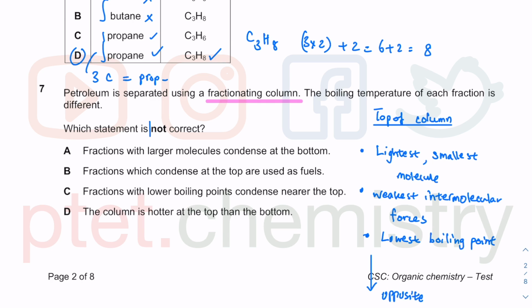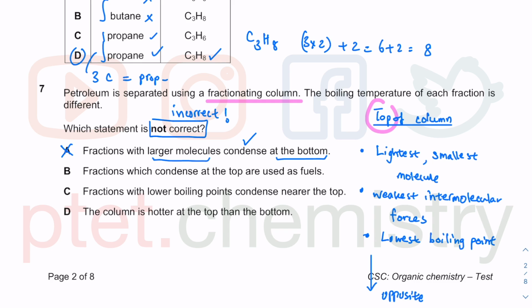So which one is not correct? Or you can say which one of the following is incorrect. Fractions with the larger molecule at the bottom. That is true because the smallest molecule is on the top there. So that is true, which means this is not what we want.